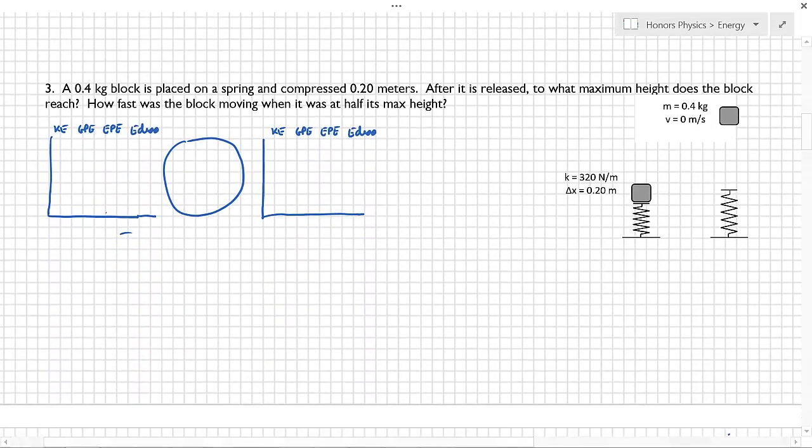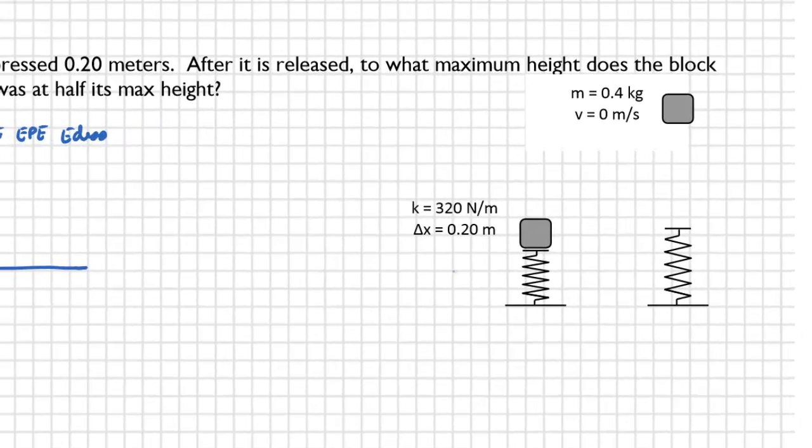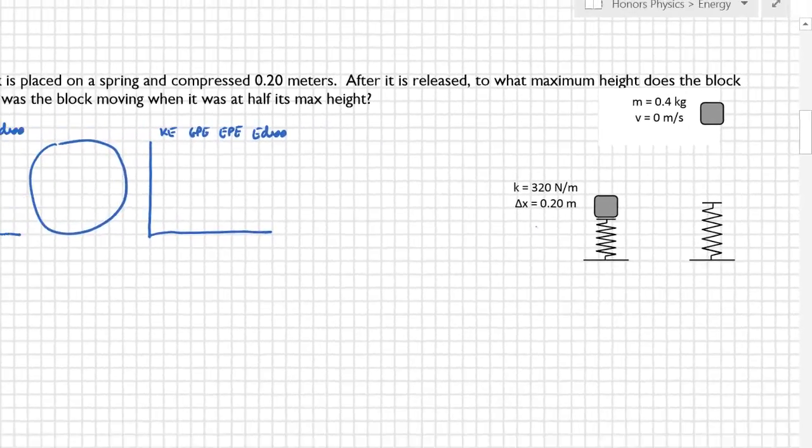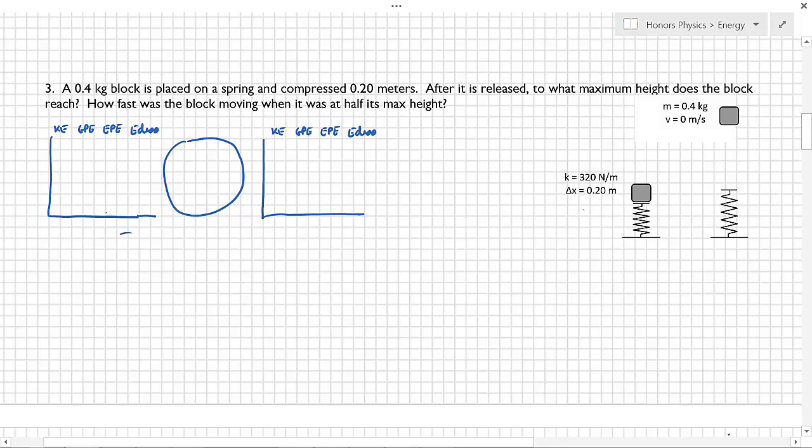Question number 3 says a 0.4 kilogram block is placed on a spring and compressed 0.20 meters. If I look at this picture over here, it gives me the displacement and the spring constant of that spring. After it's released, to what maximum height does the block reach? So we're basically looking for how much our vertical height has changed. How fast was the block moving when it was at half its max height? We're looking for how fast, velocity is equal to question mark, and this is going to be at basically 1/2 of that max height, that change in position.